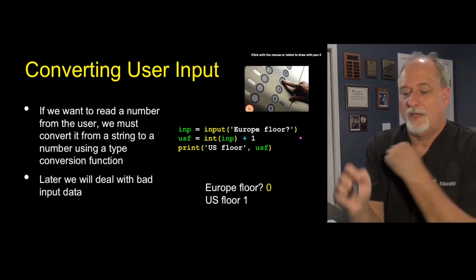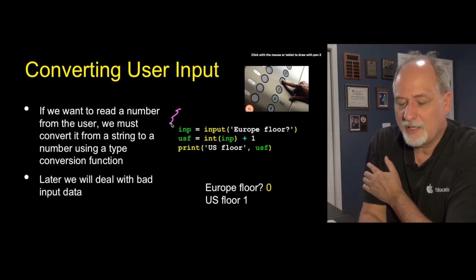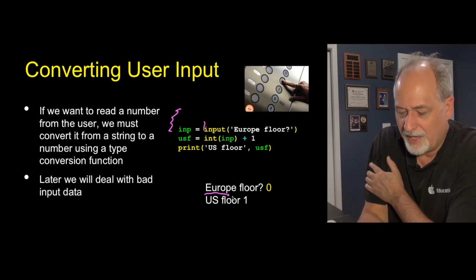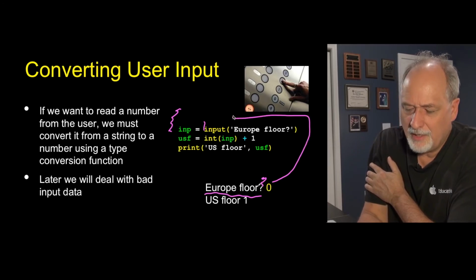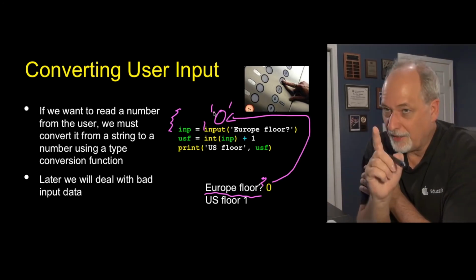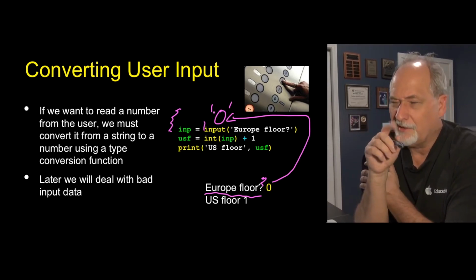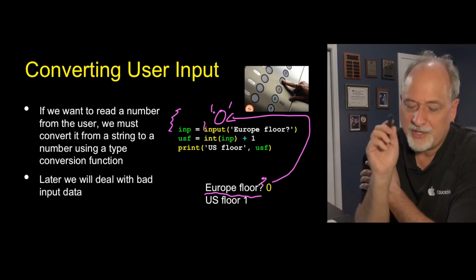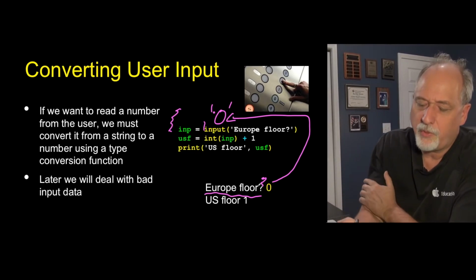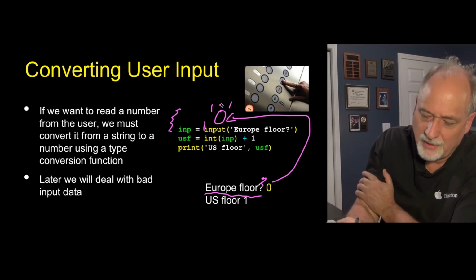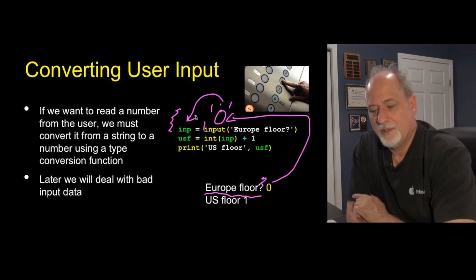So here we go. Program starts. We do the input, side effect. It prints out this and then waits. We type in 0. That comes back here. And the 0, which is a string. Input gives you back a string. It doesn't give you back a number. It was a little different in Python 2, but in Python 3, input gives you a string. So quote 0 quote, which is what we typed here. We didn't type the quotes, it's a string, gets stored in the inp variable.